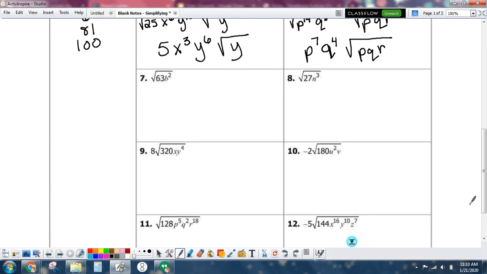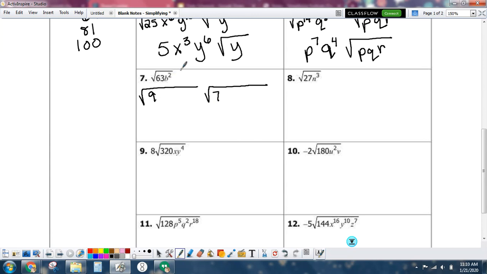For number 7, I have 63. And I have to think about my factors. What's the biggest perfect square that goes into 63? I know the biggest perfect square that goes into 63 is 9. So I'm going to do my square roots. And I know 9 times 7 is 63. So I'm going to go ahead and write that.